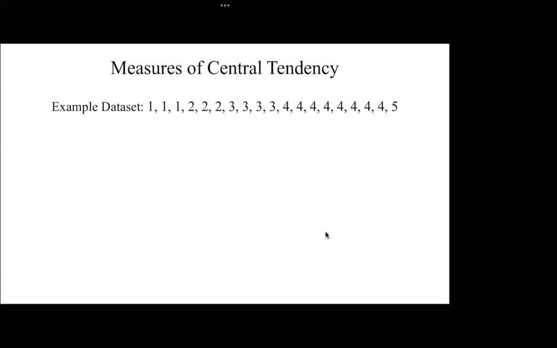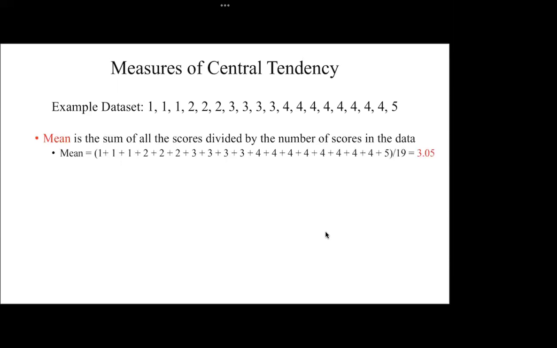So there are three of them. The first one is the mean, or arithmetic average. We're all familiar with it, depending on whether we use it or not. It's the sum of all the scores divided by the number of scores in the data. So here in my imaginary example data set, I just add all the scores together. There are 19 total. So my average is 3.05.